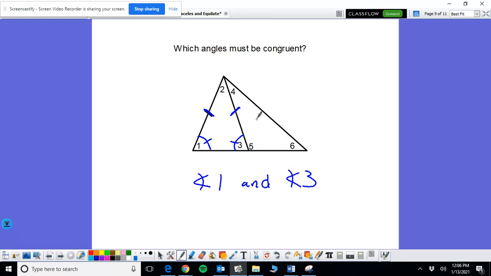Some students try to get in this triangle, but there's no clues that can really get us anything over there. We don't know enough information to say anything about this triangle. So it's really kind of there just to trick you.